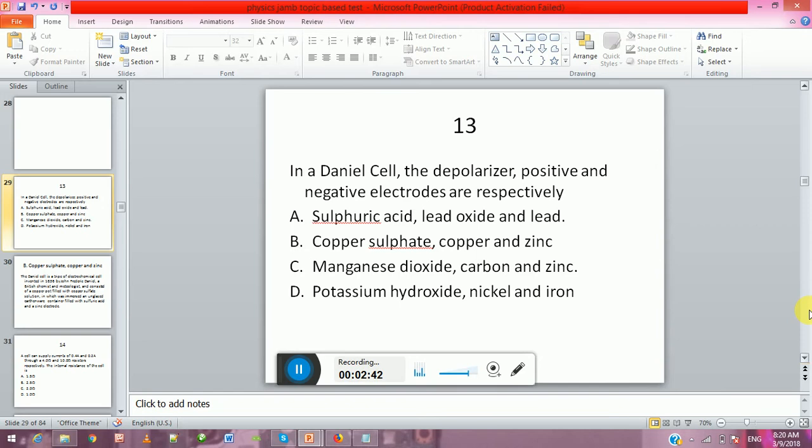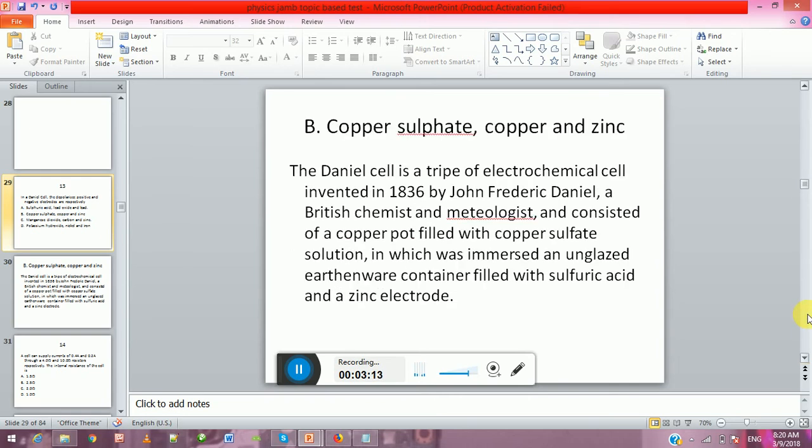In Daniell cell, the depolarizer, positive and negative electrodes are respectively. So in Daniell cell, what are the depolarizer, positive and negative electrode? A. Sulfuric acid, lead oxide and lead. B. Copper sulfate, copper and zinc. C. Manganese dioxide, carbon and zinc. D. Potassium hydroxide, nickel and iron. The answer is copper sulfate, copper and zinc. Copper sulfate is the depolarizer. Positive is copper and zinc is negative.